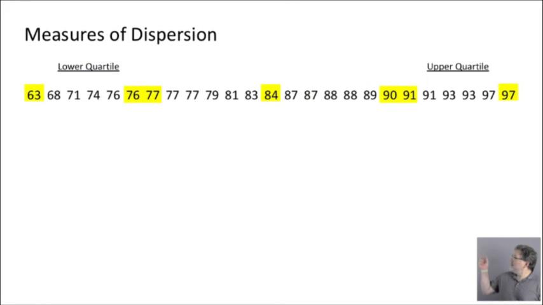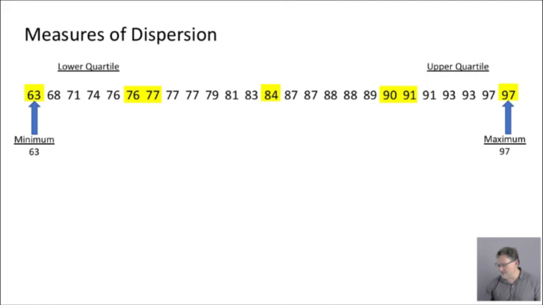I'm showing you a set of data that has been placed in numerical order. The smallest one, 63, is on the far left. The largest one, 97, is directly above my head. As you can see, the minimum and the maximum are immediately visible, the minimum being 63 and the maximum being 97. The median, which we already know how to calculate, is the middle number, and that has a value of 84.